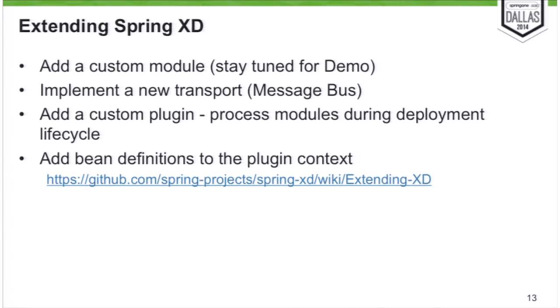So we talked about you can add a custom module, and we're going to do a demo of that, so I won't say much about that. It's possible to plug in your own transport, message bus. Like I said, I did a prototype JMS transport. We're working on a Kafka message bus right now. I think they're back there coding it in the back as we speak. You can add a custom plugin if you need to do something with every module as it's being deployed or undeployed. And you can add any kind of bean definitions to XD. If you're interested in more about this, you can go to our wiki or to the reference guide in the Extending XD topic.